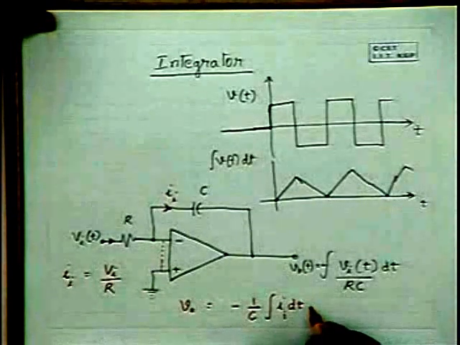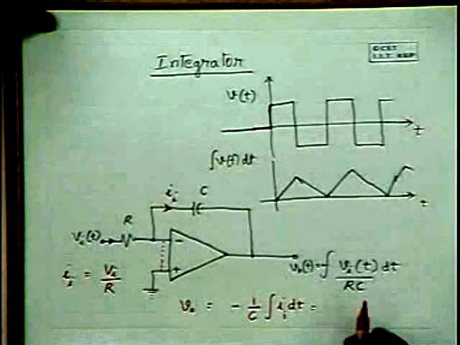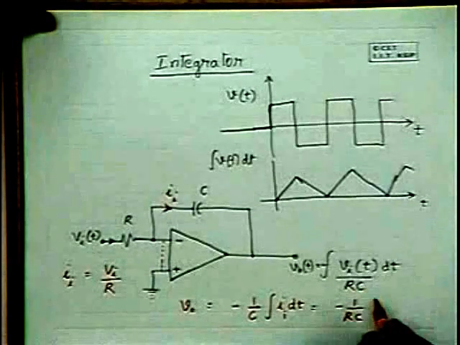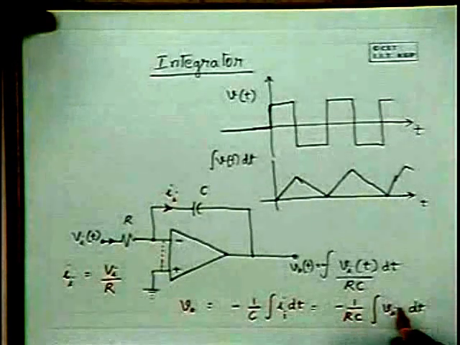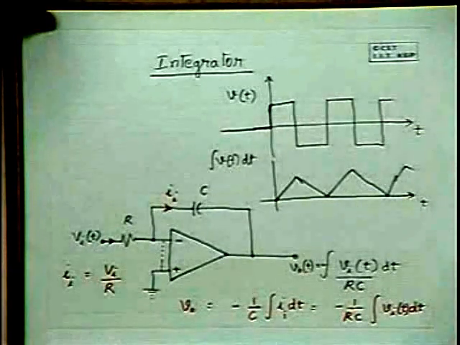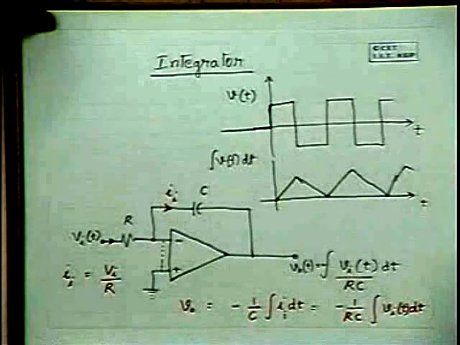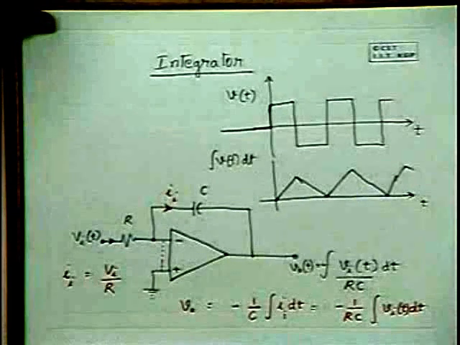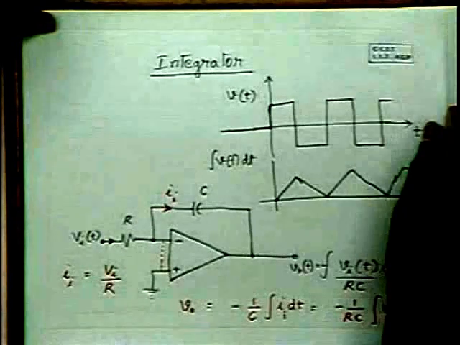Now substitute the expression for Ii in this expression, and you will get minus 1 by RC integral of Vi dt. If you show the time dependence here, it is Vi(t) dt. Hence, the output voltage is an integrated version of the input voltage. This is how an op amp can be used as an integrator.